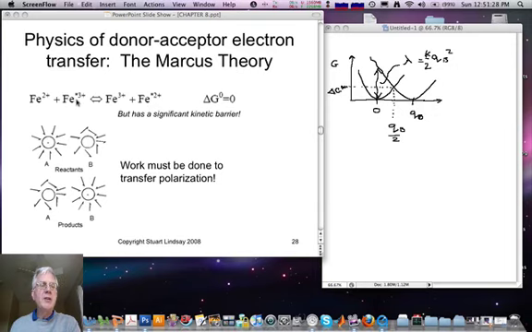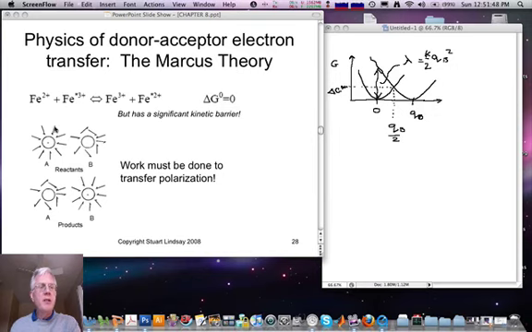What is found is that there is a finite rate of kinetics for a reaction in which the reactants on the left and the products on the right are identical, and therefore the delta G for this reaction must be zero. What is the source of this kinetic barrier?